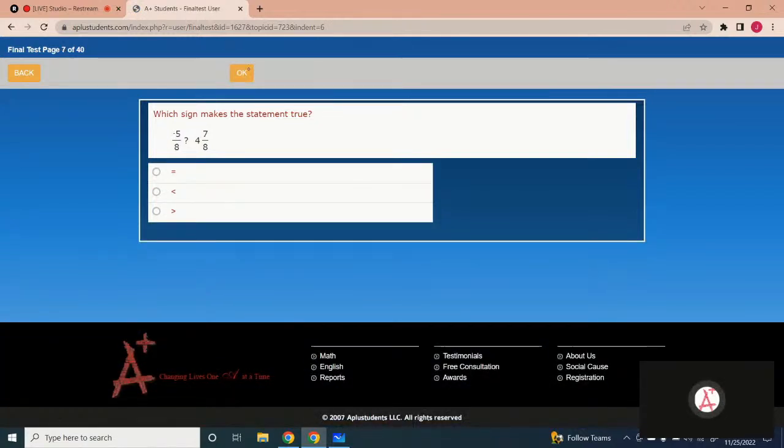Okay, then you have negative 5 by 8 and 4 whole 7 over 8. So is negative 5 by 8 less than 4 whole 7 by 8 or greater than 4 whole 7 by 8? Negative numbers are always smaller than the positive numbers. Got it? So negative 5 by 8 is less than 4 whole 7 over 8. Got it?